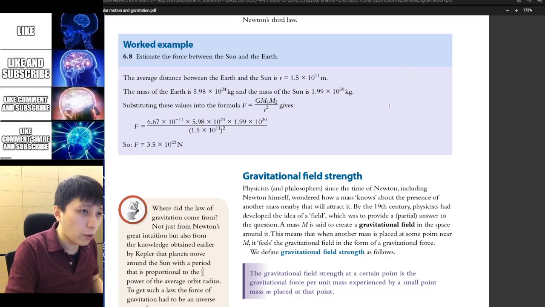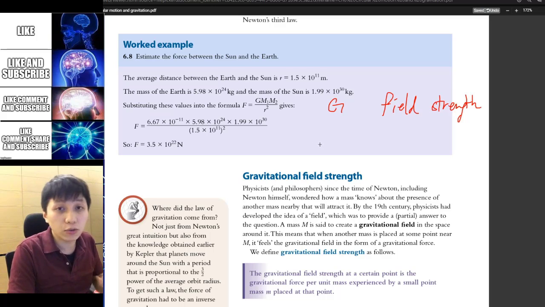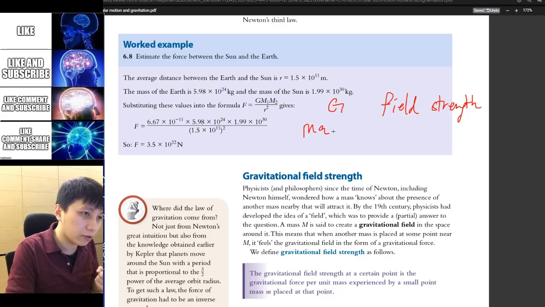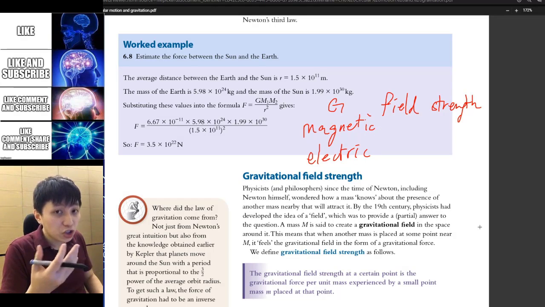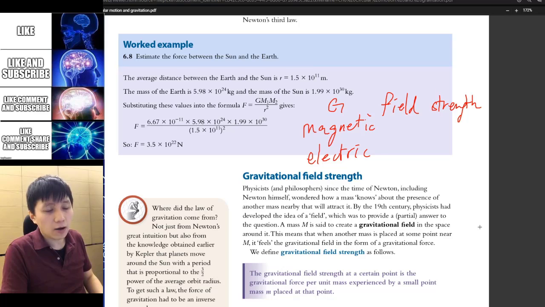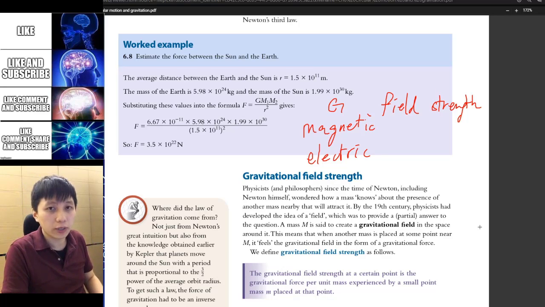First of all, whenever we talk about field strength in IB physics, there are actually only three kinds. Here, of course, we have the gravitational field strength. The other two kinds that you have probably learned before are the magnetic field strength and electric field strength. If you want to understand the general idea of field strength, I recommend you understand all these three field strengths together. Then you have a better understanding.